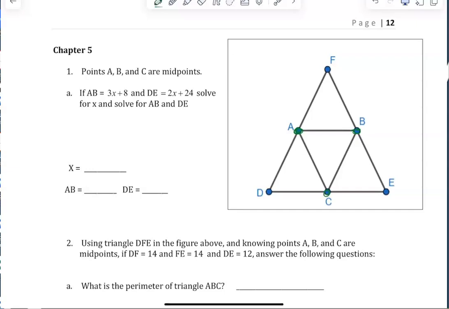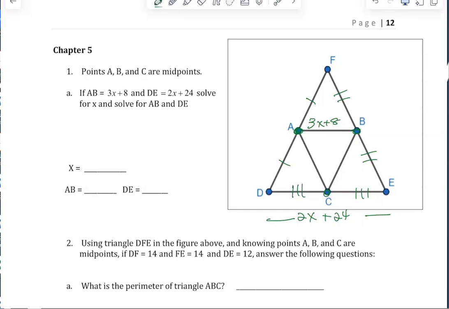I know, for example, that this equals this. I know that this equals this. I know that this equals this. So let's see what they're asking us. It says if AB is 3x plus 8, so if this is 3x plus 8, and DE is 2x plus 24, solve for x, and then solve for each of those line segments.